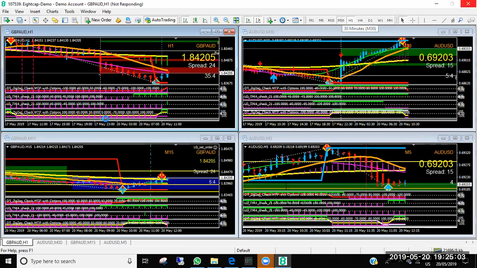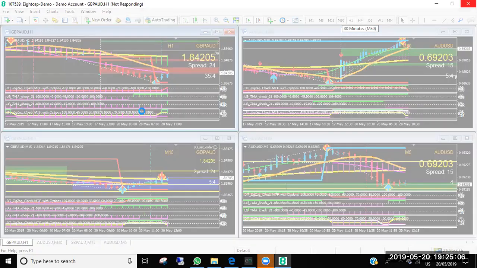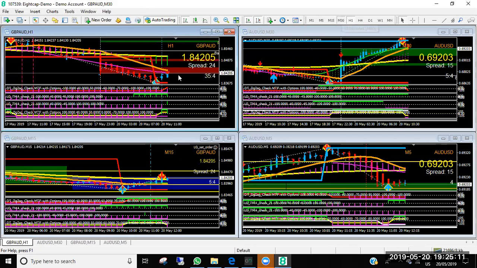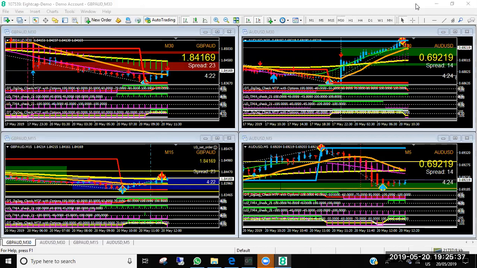Okay, it hasn't changed yet. So as we wait for it to change, while we're waiting for the H1 to change, you can see on the right hand side, the Aussie M5 price action is just really moving sideways, literally moving sideways. Those are very small 1.5, 2 pip candles.